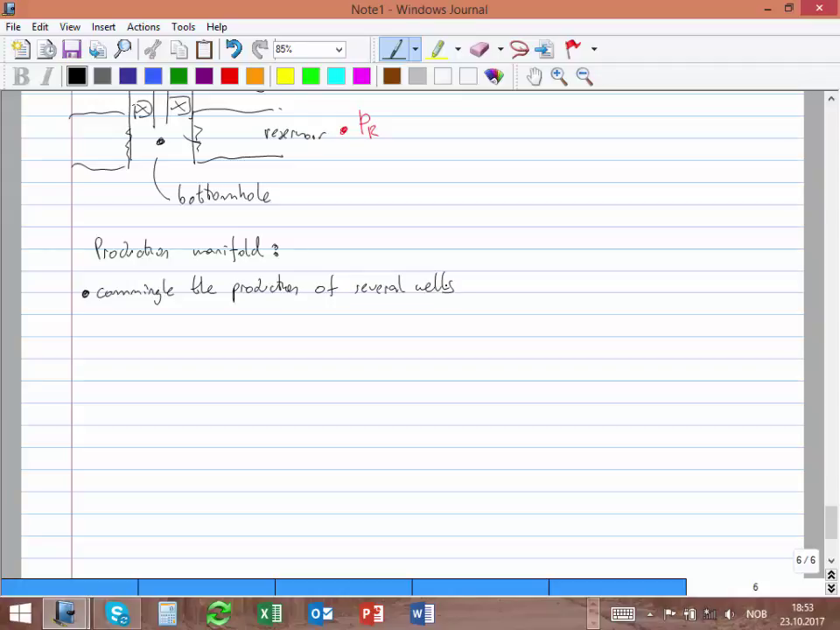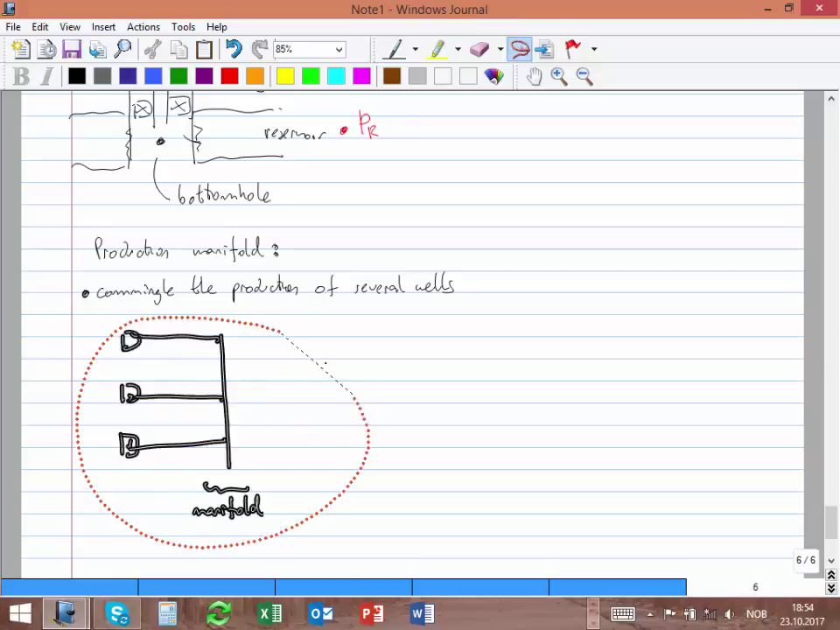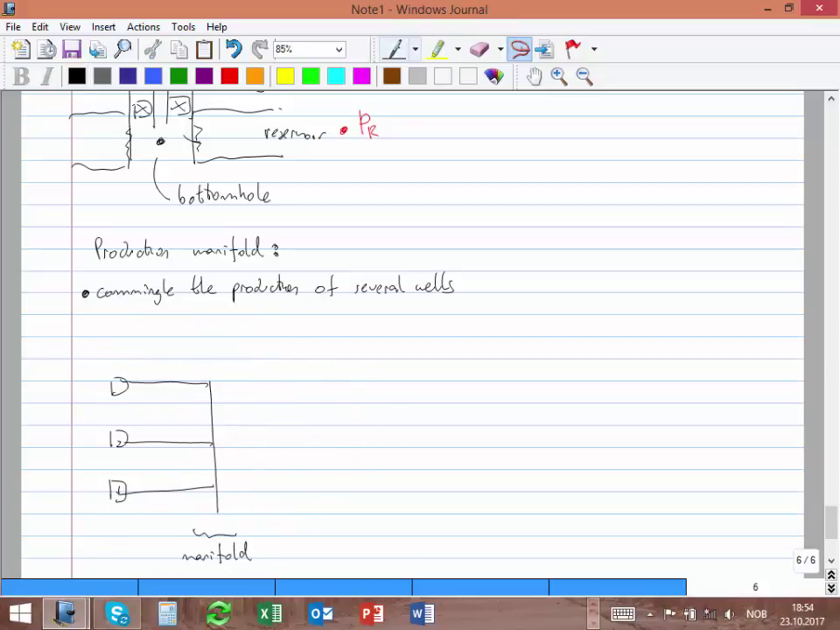So if you think about it, if I have all of these wells, all of them reach to a point where I have a pipe. Okay, all of them reach to this, and that's what we call the manifold, right? There is a second function, so that's commingling the production of all wells. Then the second function of the manifold is to be able to test the well.